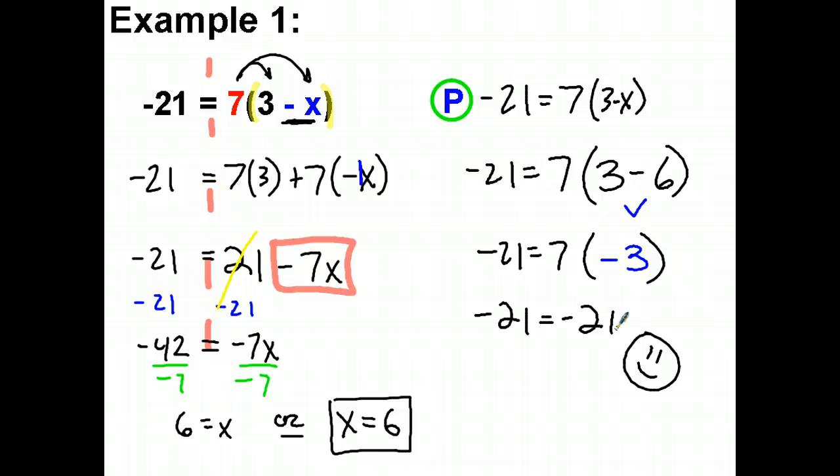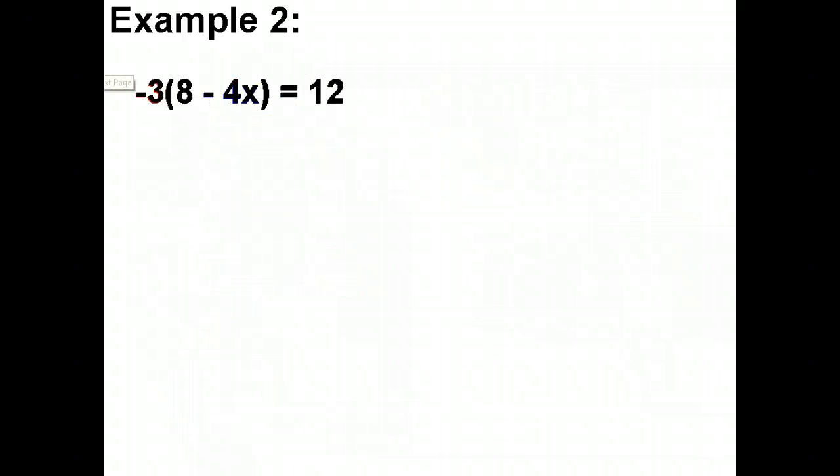But again, I cannot stress 2 things to you enough. The first one, make sure that you get rid of your parentheses. And the second one, it's really important that you substitute in for that variable immediately on the very first step of showing your proof. All right, so 2 more problems to go. Stick with me. Example 2.